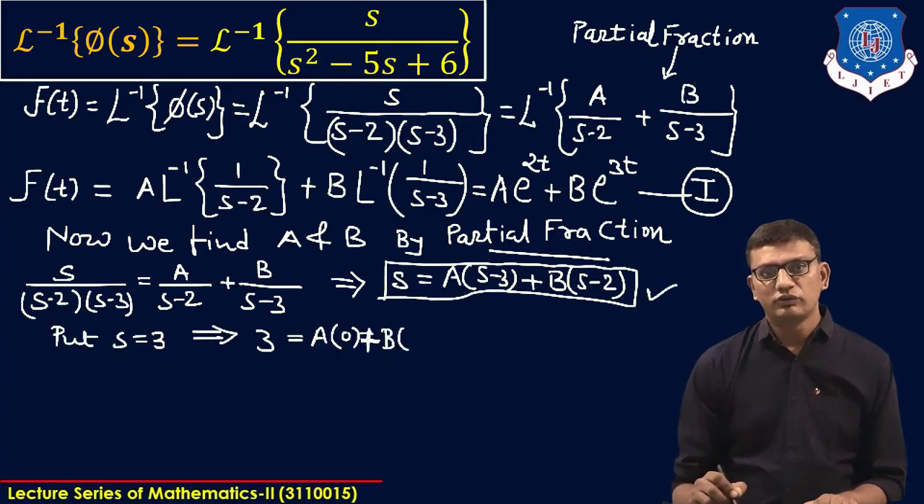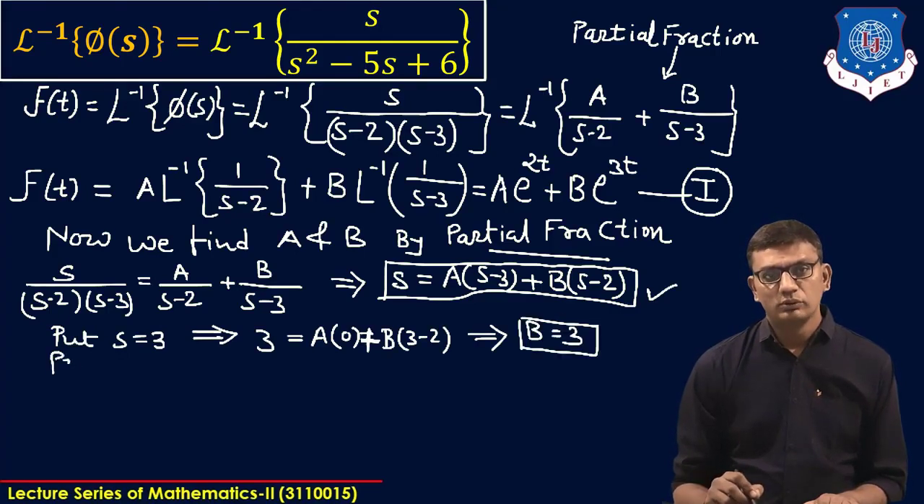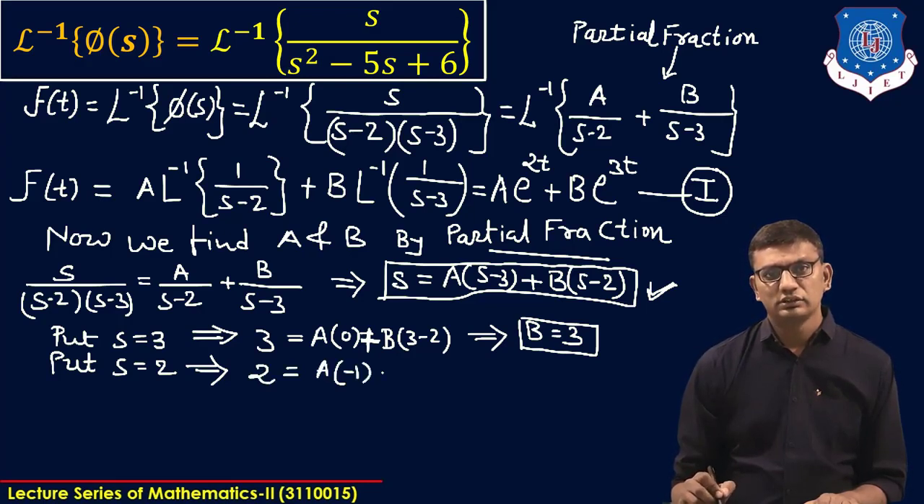Put s equal to 3 to find b. We get 3 equal to b. Put s equal to 2. That implies we get 2 equal to a into minus 1 plus b into 0. That implies a equal to minus 2. So we have b equal to 3 and a equal to minus 2.